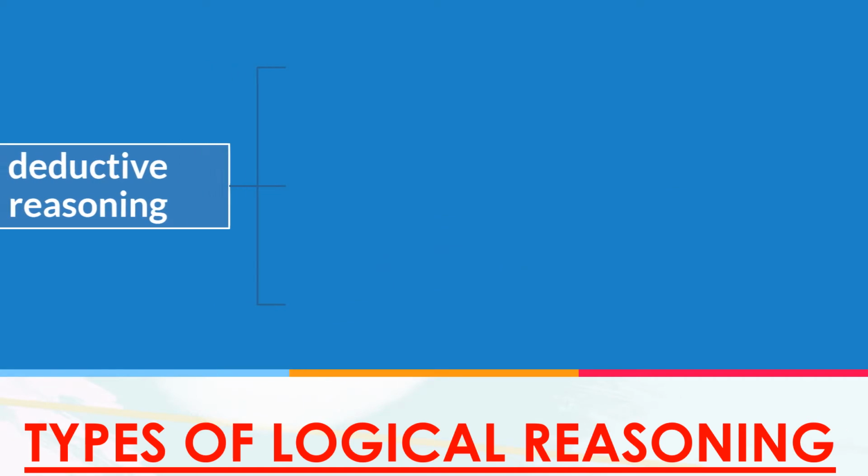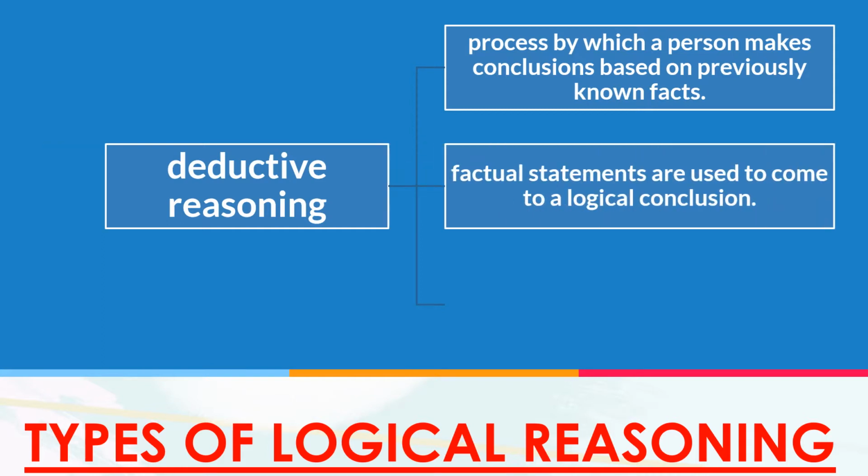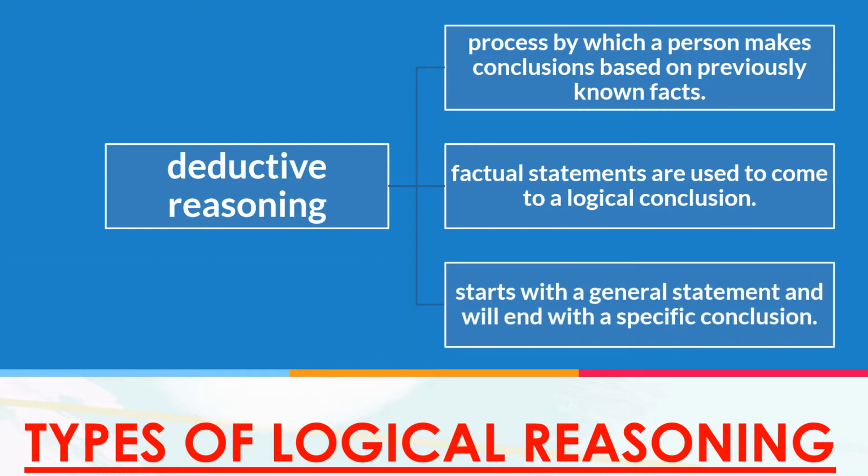We now have deductive reasoning. It is a process by which a person makes conclusions based on previously known facts. Factual statements are used to come to a logical conclusion. Deductive reasoning starts with a general statement and will end with a specific conclusion. Kung ang inductive reasoning mula specific observations, it will lead to general statement. Deductive reasoning is the opposite. It starts with a general statement and will end with a specific conclusion.